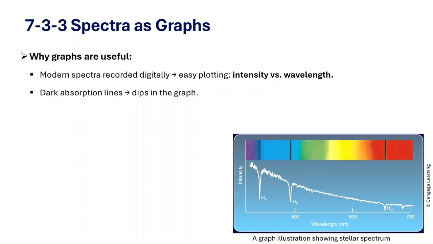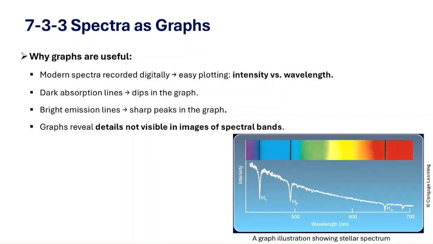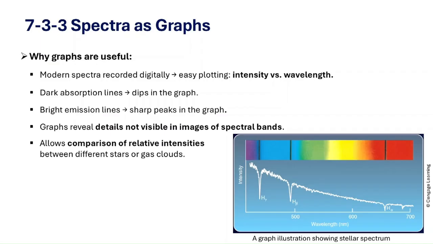Now what about emission lines? Instead of dips, they show up as sharp peaks above the baseline because the gas is giving off extra light there. So this method is much more powerful than just looking at rainbow bands because the graph shows line shapes and depths very precisely, and that tells us things like pressure, motion and even rotation in a star's atmosphere. And because it's quantitative, we can compare two stars or gas clouds directly. For example, if one hydrogen line dips deeper than the other, it means more hydrogen along that line of sight.